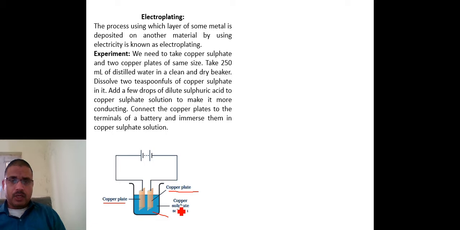Now the procedure: in this procedure, what happens here when the current is passed? If it is a positive electrode, and if it is a negative electrode, what happens? The positive electrode is basically a cathode here, and here it is treated as the anode.